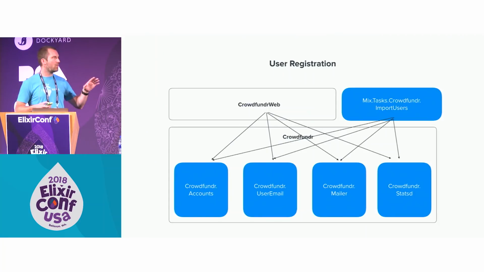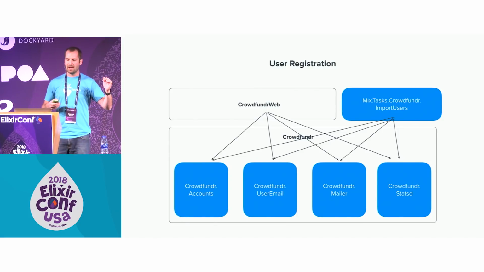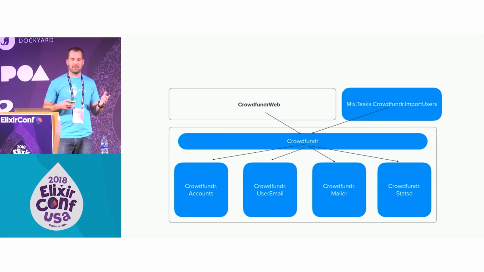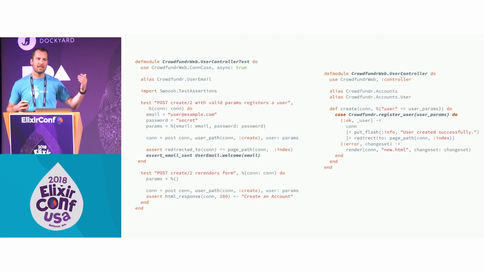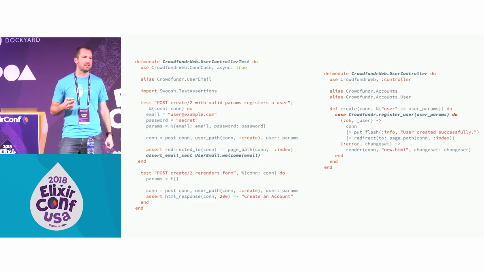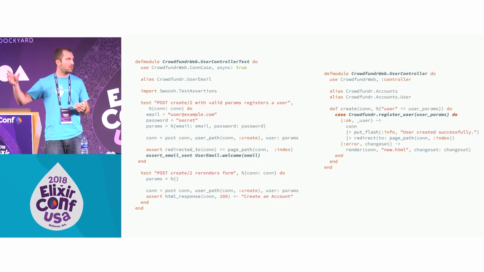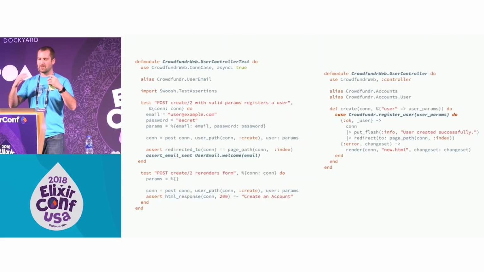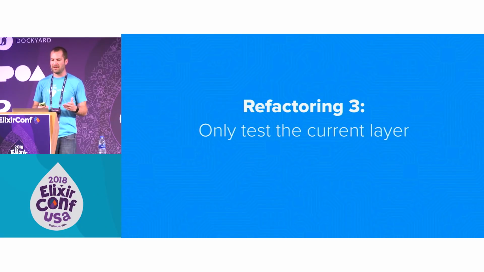Okay, let's go back to where we were originally. And remember, the web app was calling into these modules directly, like sending an email, creating an account directly. And now we've got this public API. But if we look at our controller test here, we have the controller test on the left and the implementation over on the right. The controller test is talking about asserting that an email is sent, when really there's nothing about that over in our implementation in the controller. That's because we're testing across separate layers that we shouldn't be testing across. And that's what we're going to fix.